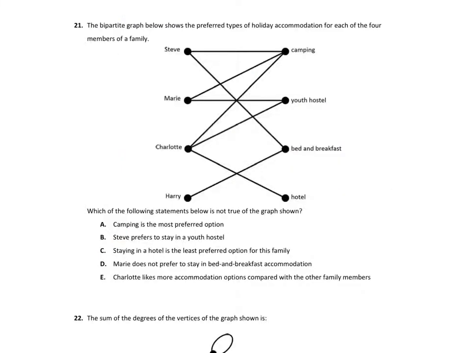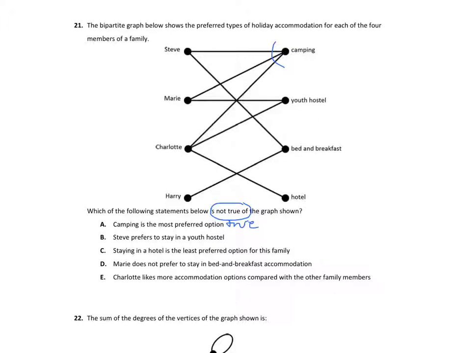Okay, so we have an allocation question here, which is a little bit different because we're not actually needing to minimise anything. We're just seeing, can you understand the information given in the bipartite graph? So 4 family members have picked or allocated their preferred types of accommodation. So let's just read through the options and decide which is not true. So camping is the most preferred option. We can see it has 3 people selecting it and the others only have 2 or 1. So that's true. It is the most preferred.